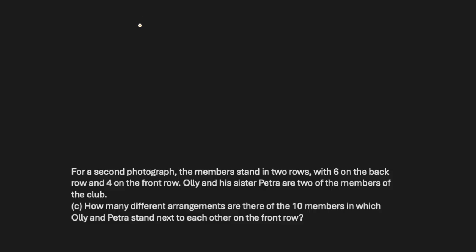Okay. For a second photograph, the members stand in 2 rows with 6 on the back, 1, 2, 3, 4, 5, 6 on the back and 4 in front, 1, 2, 3, 4. Ollie and his sister Petra are 2 of the members of the club. How many different arrangements are there of 10 members in which Ollie and Petra stand next to each other on the front row?